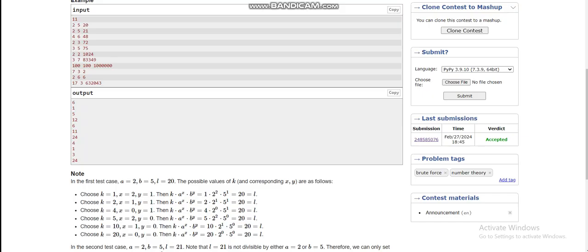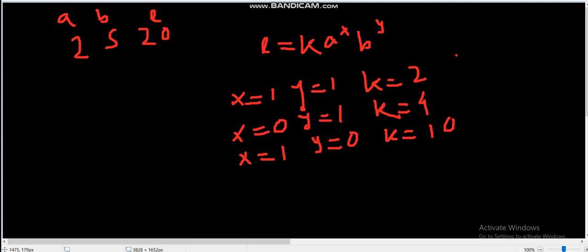The observation we have to make in the problem is what the possible time complexities could be and how we can bound the values of x and y. The brute force solution you can think of is iterating over all the possible values of x and y, computing the value of k, adding it to a set, and at the end printing the size of the set. That is the brute force solution. But what is the limit on the values of x and y?